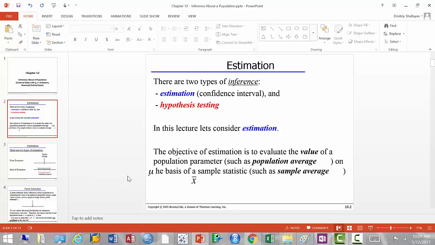Okay, numbers got moved somehow. Let me move them back. X bar goes right here.